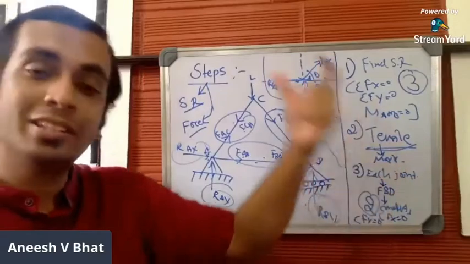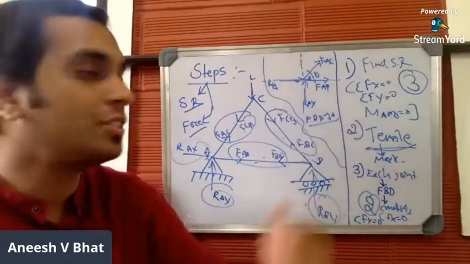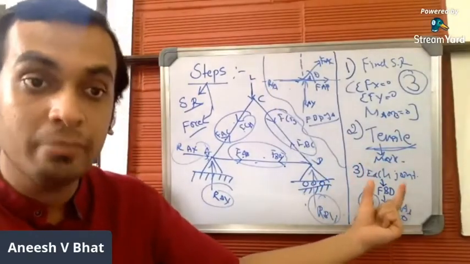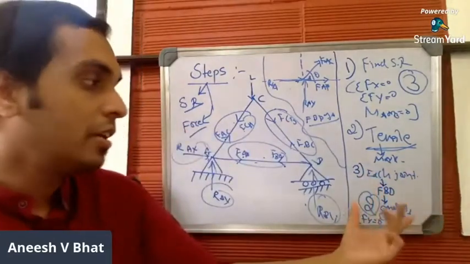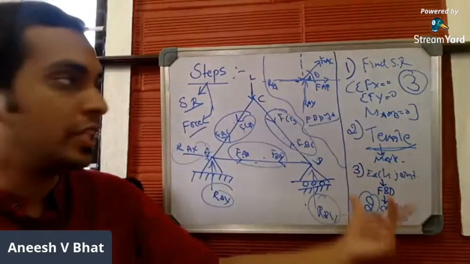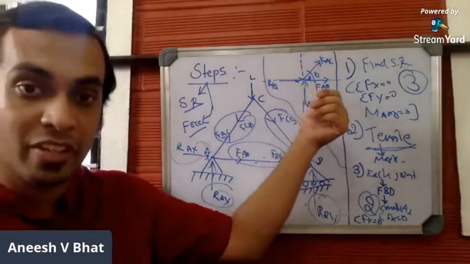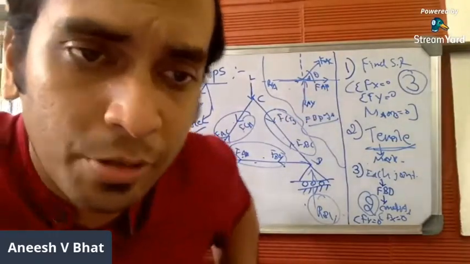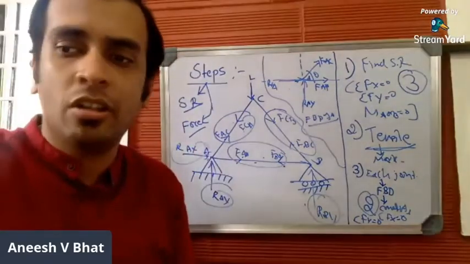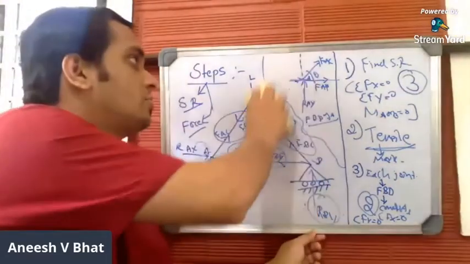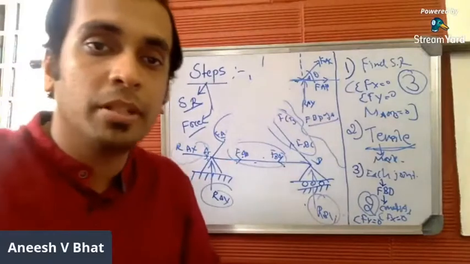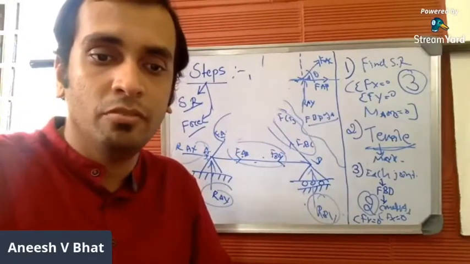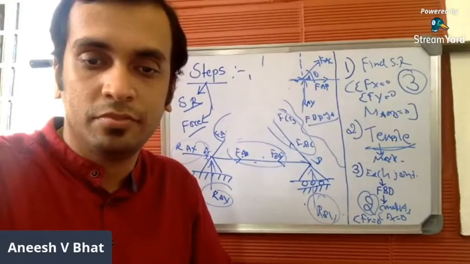In step number 3, you'll consider each joint separately. You'll draw the free body diagram, and once you draw it, it's enough if you apply only 2 conditions of equilibrium. This is the example free body diagram. Let me solve one problem here, and you can refer to all the other problems from the notes and solve them. Let me consider problem number 1 from your notes.